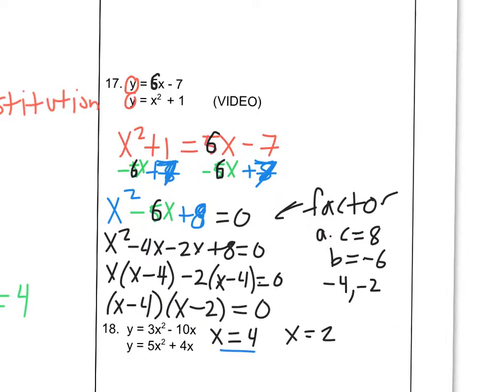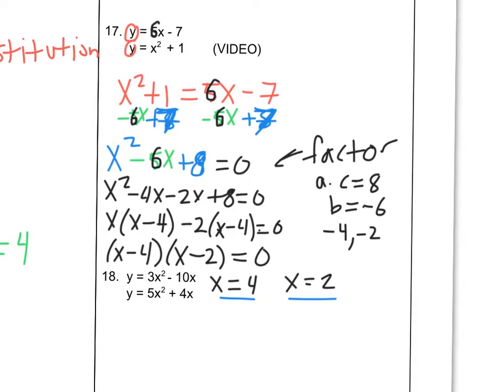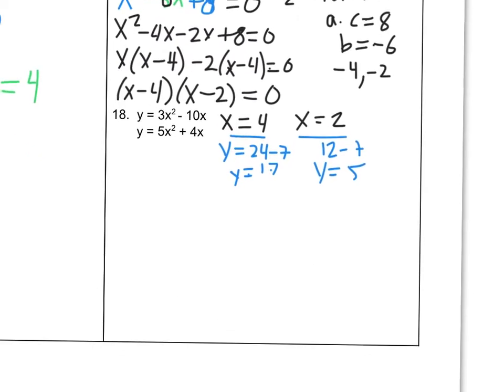We do have to plug these in to figure out what y is, and when I do that, I could use either of the equations. Let's say the top one, so y equals 6x minus 7. So we got y equals 6 times 4 is 24, minus 7 is going to be 17, and y equals 6 times 2 is 12, minus 7, y is equal to 5. That gets us our two sets of answers. We need one for x and one for y in each of those.